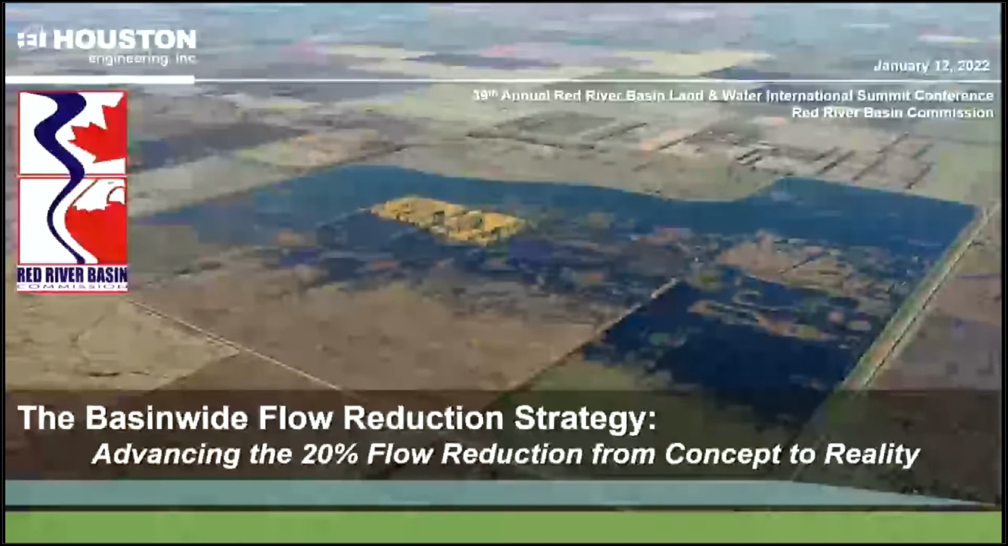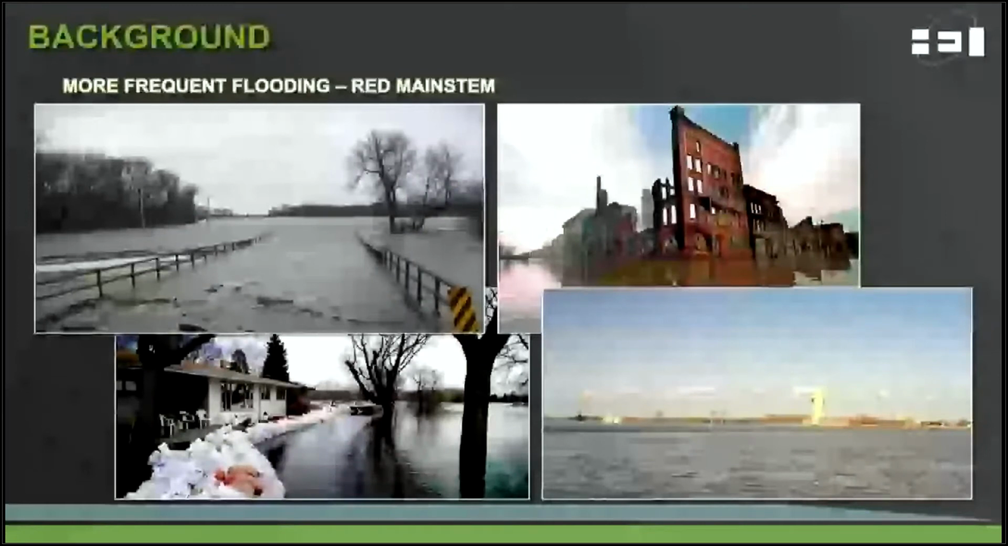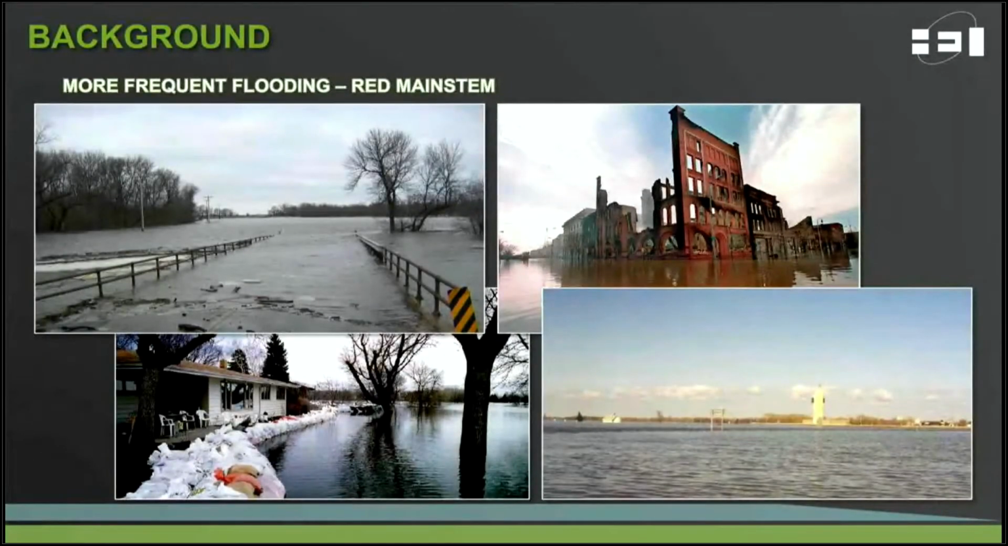But before we get too far along, I do want to give just a little bit of background on the basin-wide flow reduction strategy. I think everyone here is familiar with that. We've had historic flooding in the Red Basin. It seems to be becoming more frequent. Obviously, we've got the large floods on the Red Main Stem. As you can see on the slide, there's that iconic photo of downtown Grand Forks burning during the 1997 flood. I think we're all really familiar with what was experienced during 2009, 2006 in parts of the basin, 2013 in parts of the basin. Again, those main stem floods, we're all pretty familiar with them.